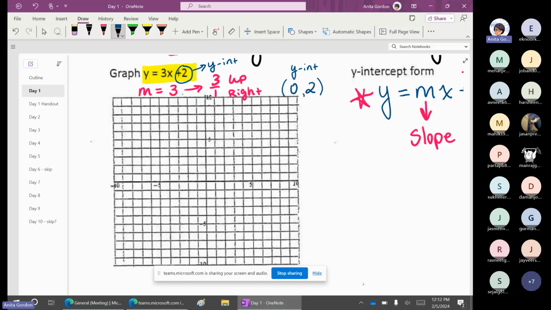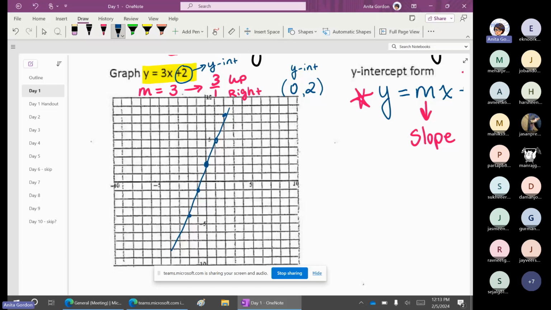All right, so let's graph it. My starting point is 0, 2. I'm going up 3 over 1, up 3 over 1. You could also go backwards as long as you're going the opposite direction. I could go down 3, left 1, down 3, left 1. And here is my line for this particular example. Okay.